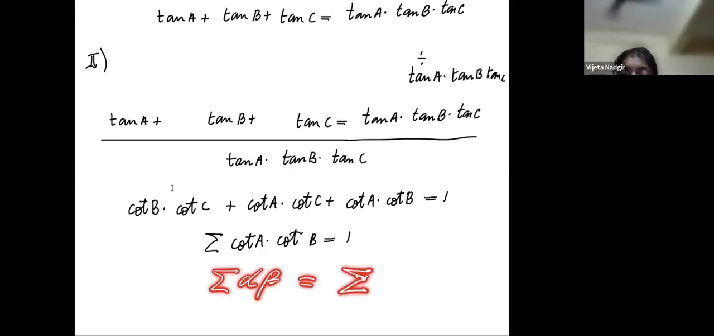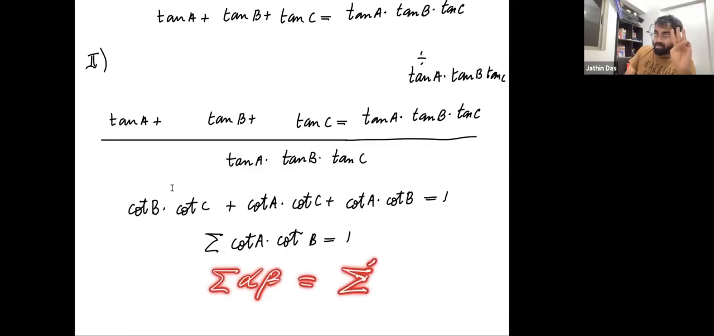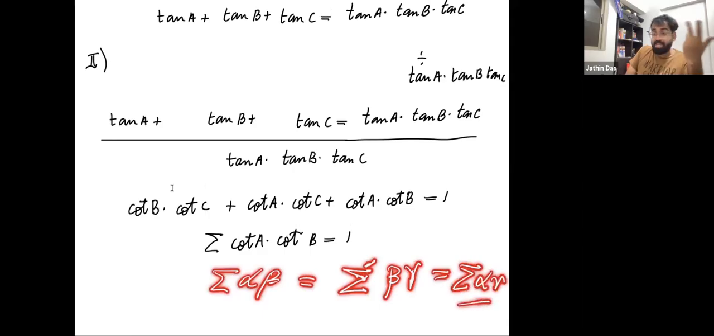But even if alpha, beta and gamma are the roots, there are 3 roots. I'm just saying sigma alpha beta is also similar to this, sigma beta gamma is also similar to sigma alpha gamma. It's the same. It's not that I have a special love for alpha and beta. I'll always write first and second. That's what I'm telling.